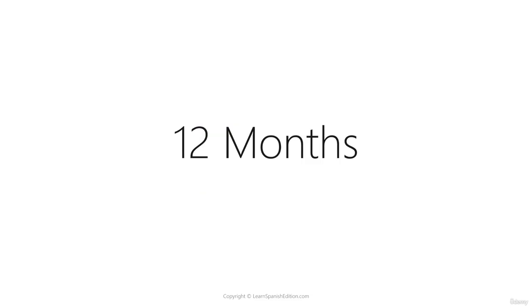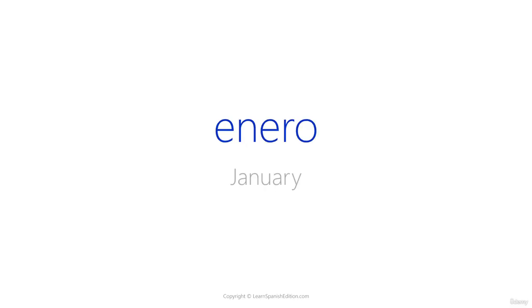Moving on to the 12 months of the year. Let's start from the beginning and look at the word in Spanish for each one. January, enero. February, febrero. March, marzo. April, abril. May, mayo.